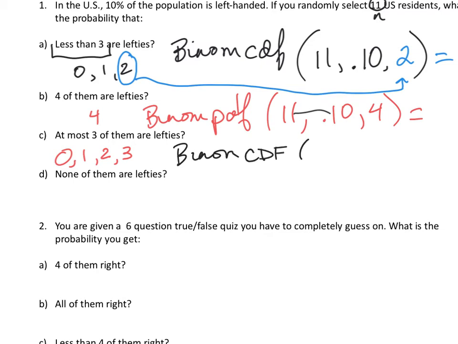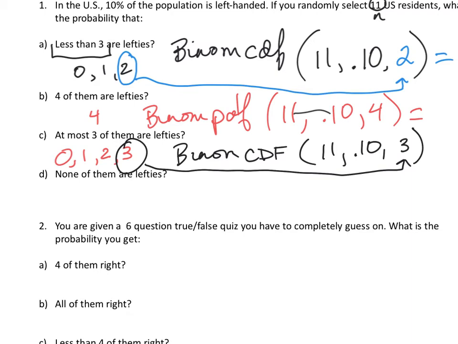CDF, 11, 0.10. The last number in your list, and notice my list starts at 0. It will be true all day today and all on your homework. It will not be true on Monday.